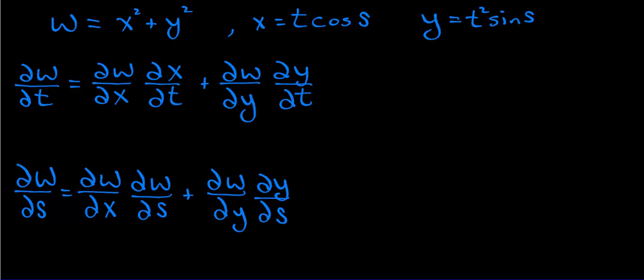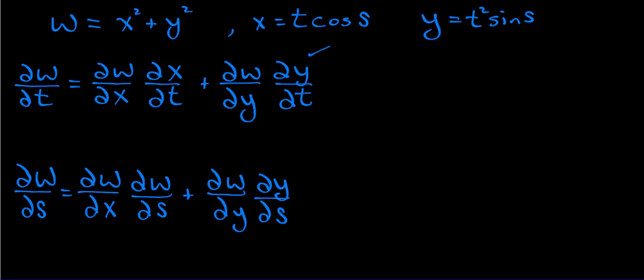Now, once again, we could, from the very beginning, just substitute t cosine s in place of x and t squared sine s in place of y, and then just differentiate in a straightforward fashion, doing partial with respect to s and partial with respect to t. But we don't have to do that. We can just go through here and let's see what this turns out. Okay, we'll do this first one right here.